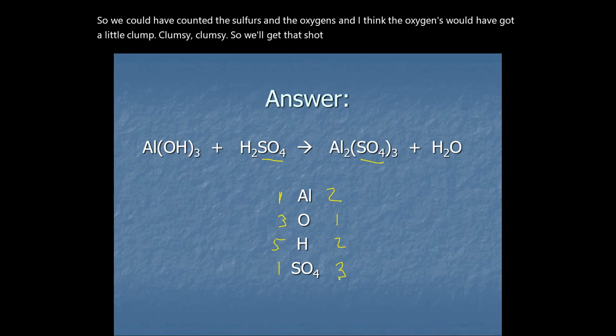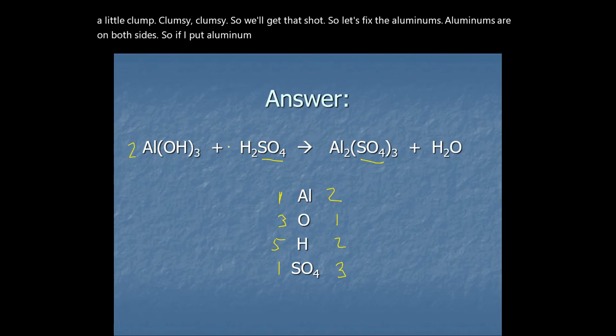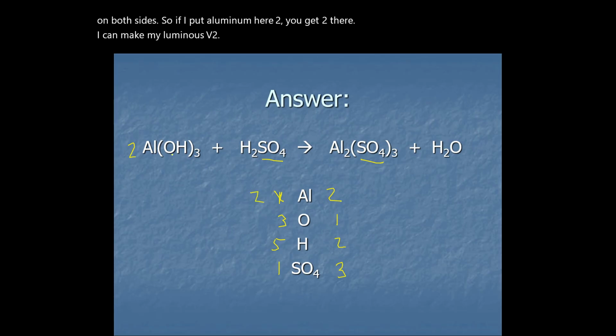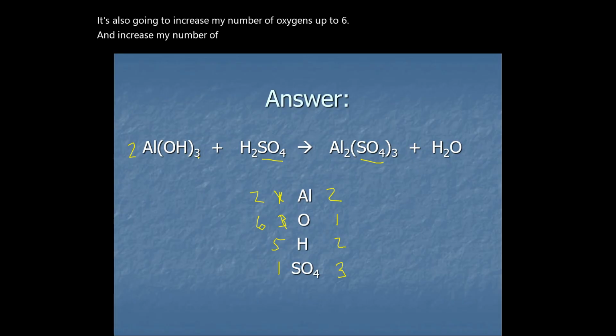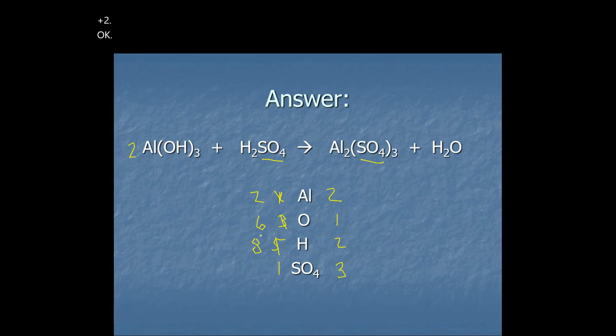So let's fix the aluminums. Aluminums are on both sides, so if I put a 2 here, you get 2 there. That's going to make my aluminums 2. It's also going to increase my number of oxygens up to 6 and increase my number of hydrogens up to 6 plus 2, that's 8. Okay. So now let's take care of our oxygens.